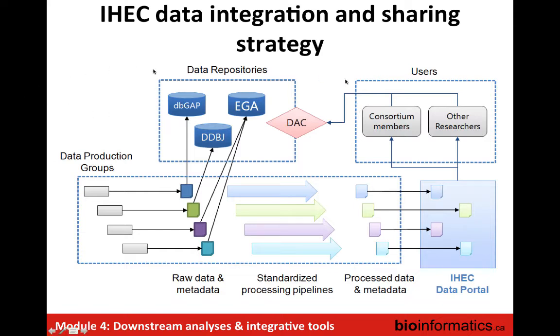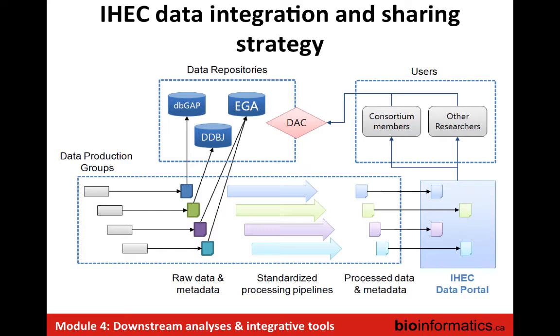So the data integration strategy and sharing strategy within IHEC will basically look like this. We have all of these different consortia members of IHEC producing this data. First of all, they're producing the raw data, which is the FASTQ that we've explored in depth yesterday. So these are the raw sequences for whole genome bisulfite sequencing, ChIP-seq and RNA-seq and so on.